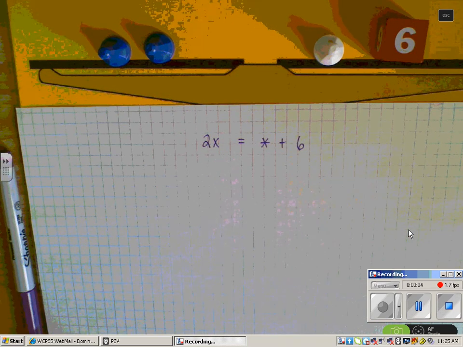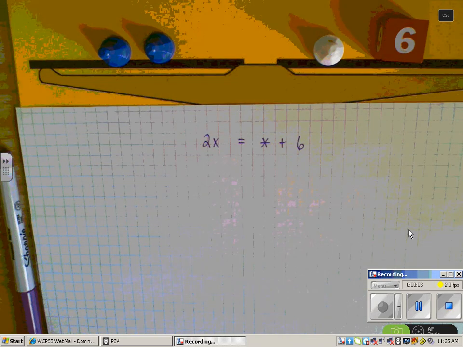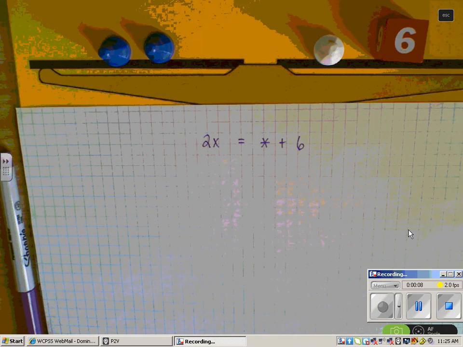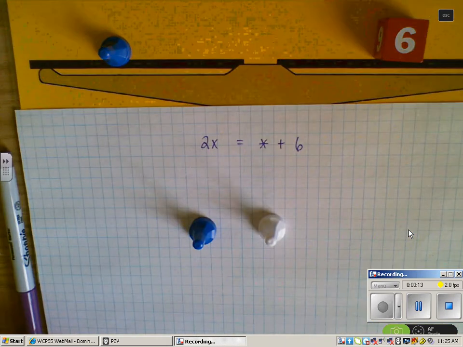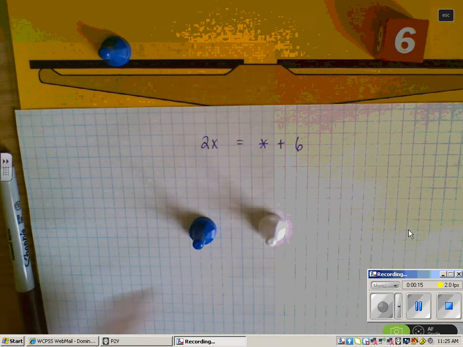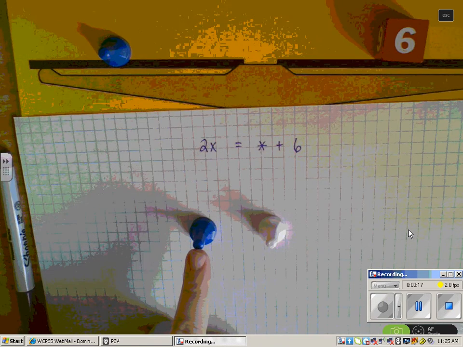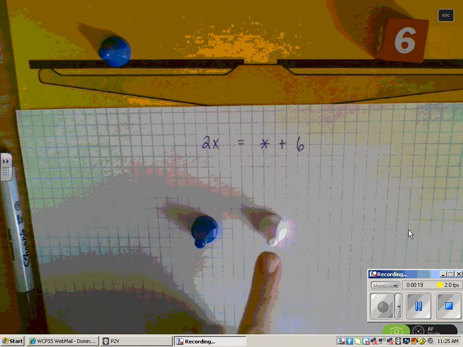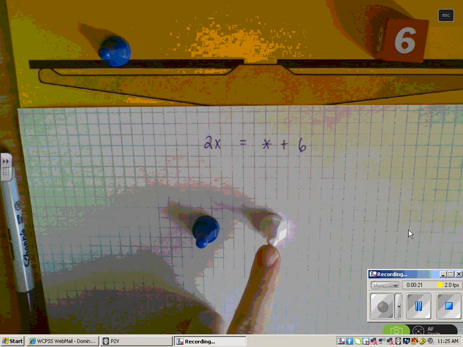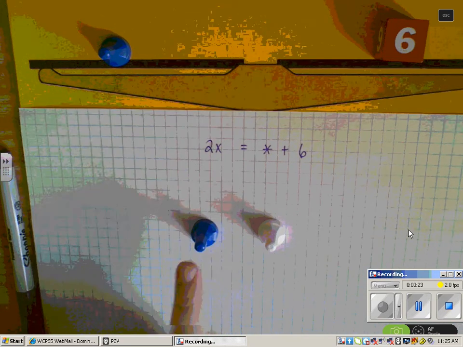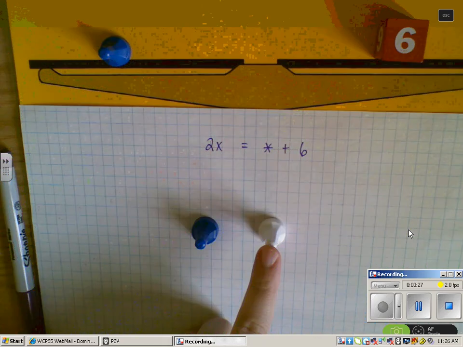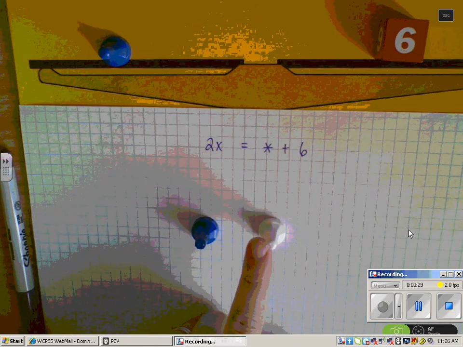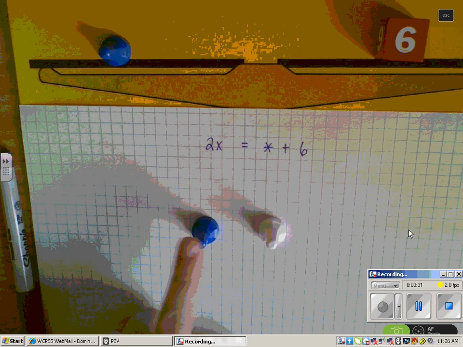This is lesson 11 of Hands-On Equations. So far, the other day, you learned that x plus star equals 0. And that if x is 5, then star would be negative 5. Or if I said x was $10, then star would be a loss of $10. Or if star was 7, then x would be negative 7.